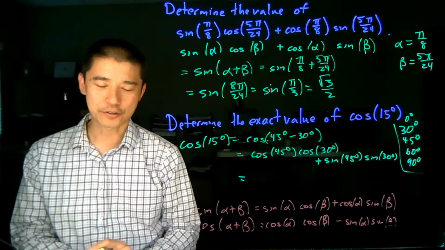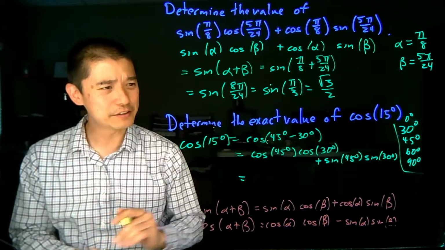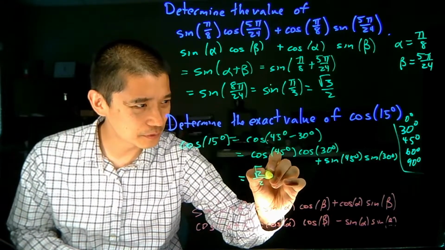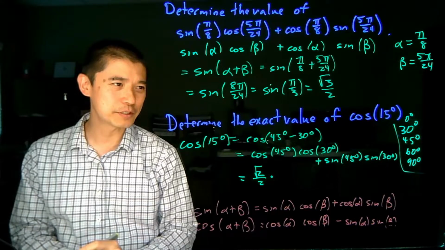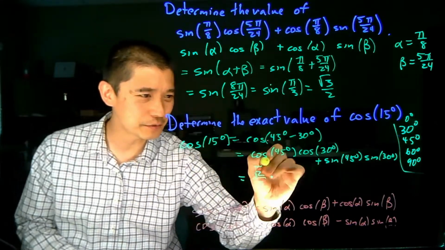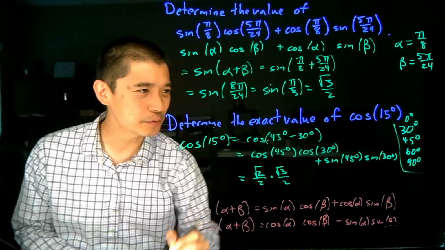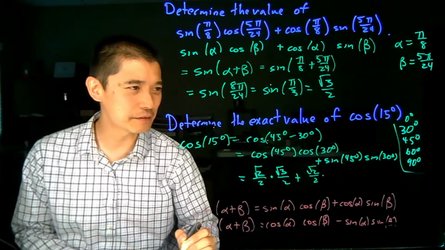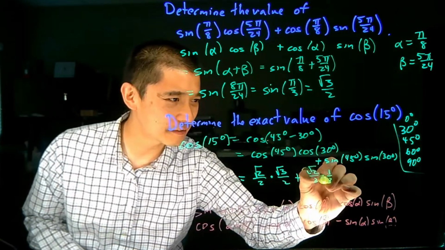Go back to our unit circle diagram. What are the values here? Cosine of 45 degrees is root 2 over 2. Cosine of 30 degrees. Cosine is the x-coordinate. It's a 30 degree angle, which is a smaller one, so it's going to be the bigger value. Root 3 over 2. Plus sine of 45 is root 2 over 2. Sine of 30 degrees is going to be 1/2.